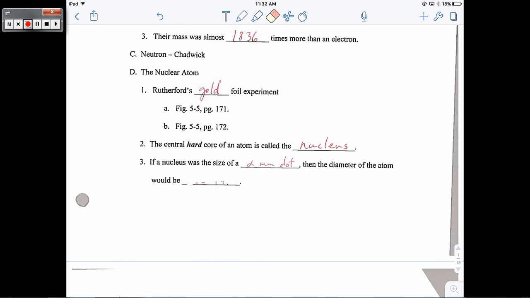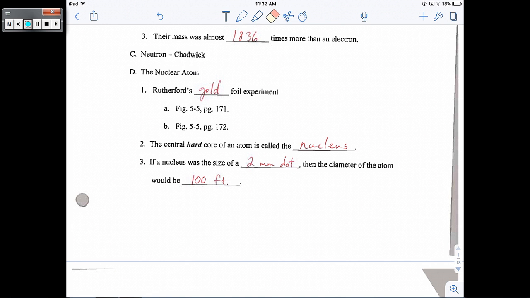For some perspective, if the nucleus was the size of a 2 millimeter dot, which is about the size if I took a pencil and put a little dot on the screen or on your paper, then the diameter of the atom, from side to side, would be about a third of a football field. So to the 30-yard line, with a little tiny pencil dot in the middle, that would be the relative scale of a nucleus in an atom.